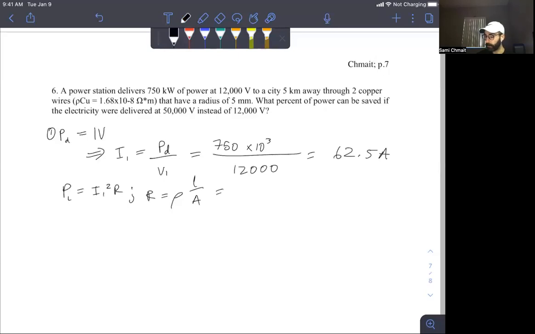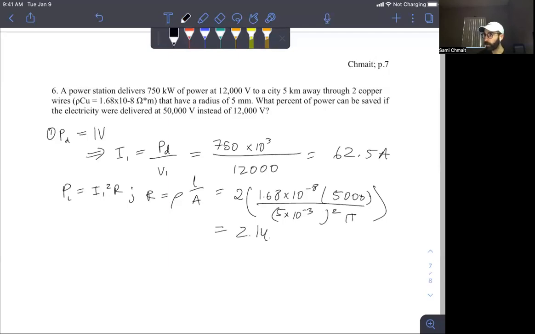So if we do the math for that, we can say it's 2 times, and that's because there's 2 wires, right? There's 2 copper wires, times that resistivity value, which is given as 1.68 times 10 to the minus 8, times that distance, 5,000 meters, sorry. Okay, 5,000. And then we divide that by the area here. So we know it's 5 millimeters, 3, and then squared times 5. So now we have a value for R, which is equal to 2.14 ohms.